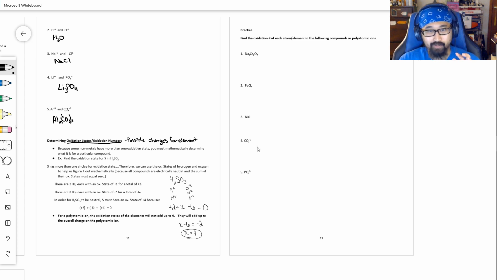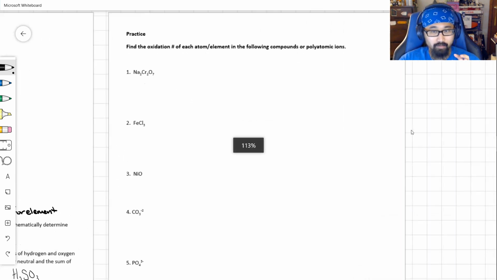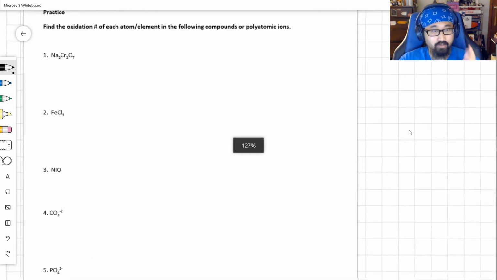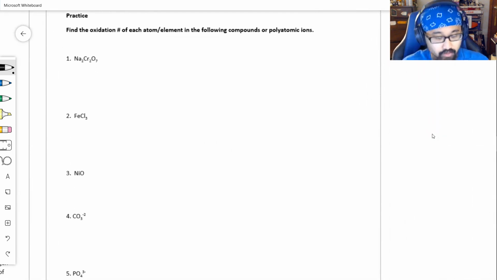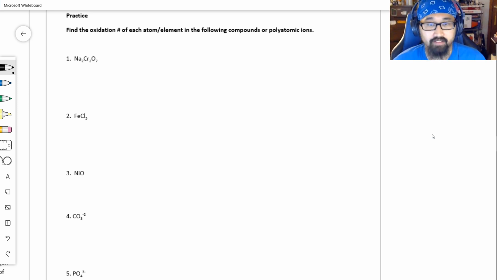I do want to go over these examples, because I feel like y'all will want to see how to do this properly. Find the oxidation number, the oxidation state, the charge on the elements and the atoms inside these compounds or polyatomic ions. Everything is shaking because I just accidentally hit my desk. Apologies. Anyway.